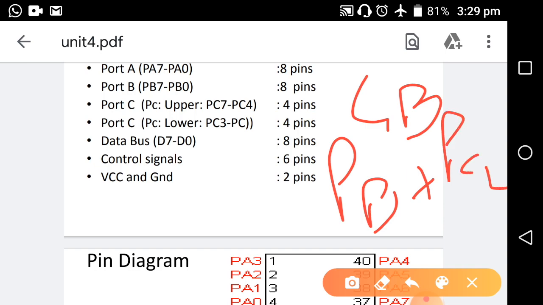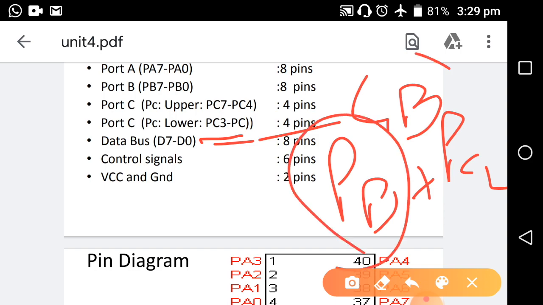PC lower means PC0 to PC3. These 4 pins are used with port B to make group B. Okay, so in the control word register we can program our 8255 in any of the modes according to the ones and zeros present in the appropriate positions of the control word register.